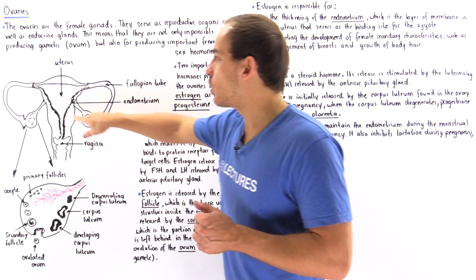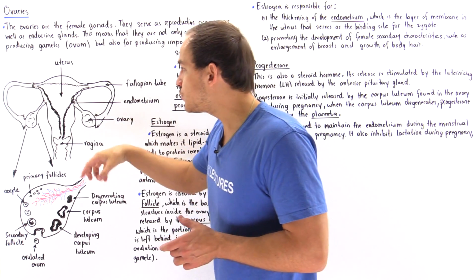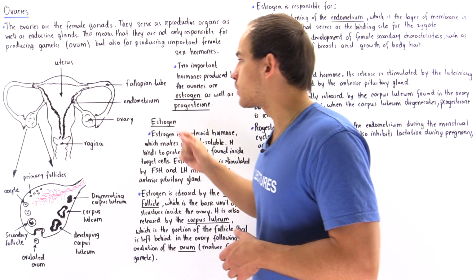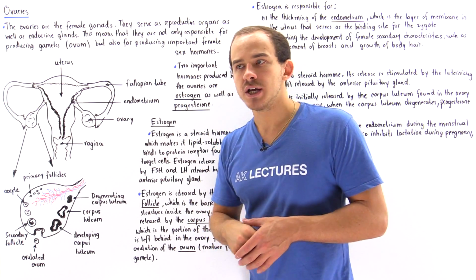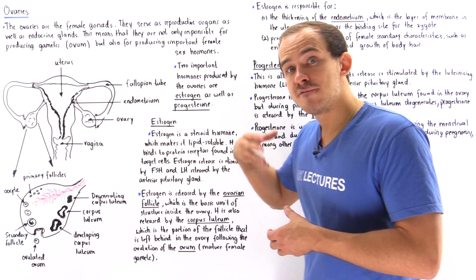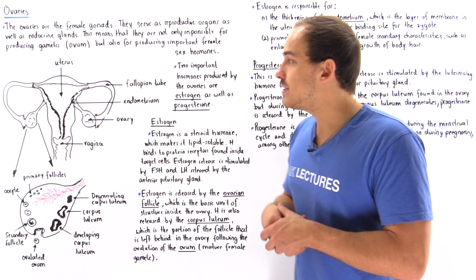And once the zygote is inside the uterus, it attaches onto the outer membrane, the lining of the uterus, known as the endometrium. And what the endometrium does is it supplies the developing zygote with the nutrients that it needs to actually develop further.